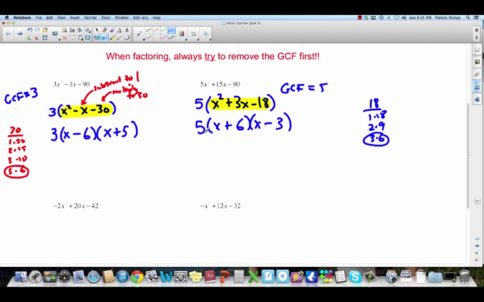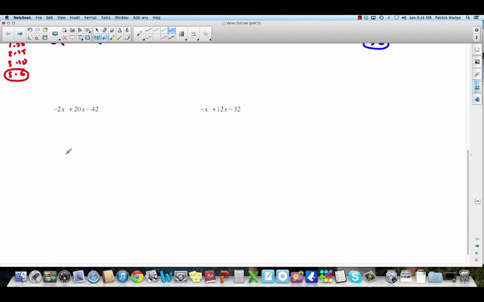People forget the greatest common factor, but that greatest common factor, if it took 5 more steps to do this, would just tag along for the ride. Okay, next one, greatest common factor here.